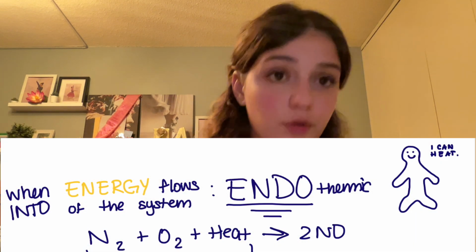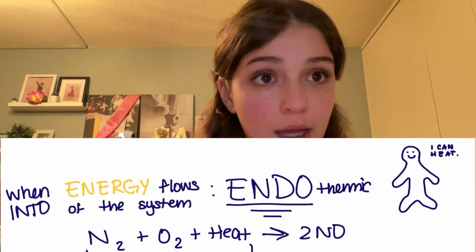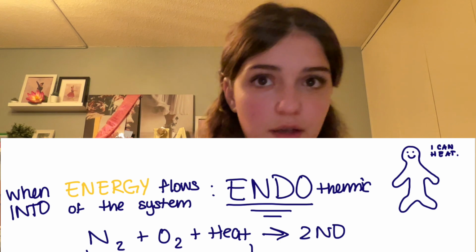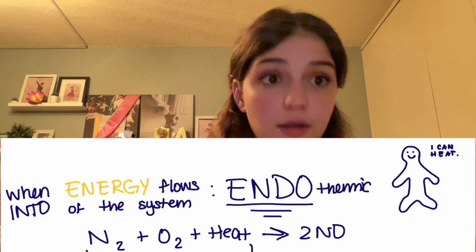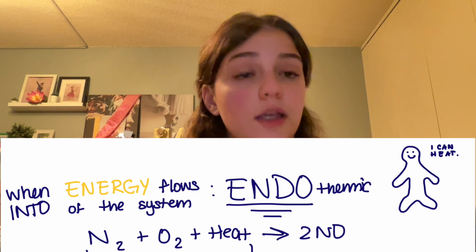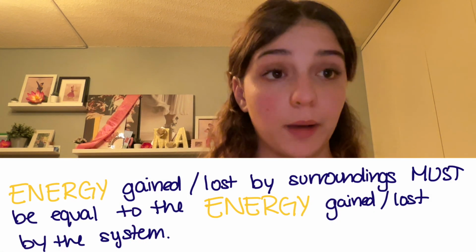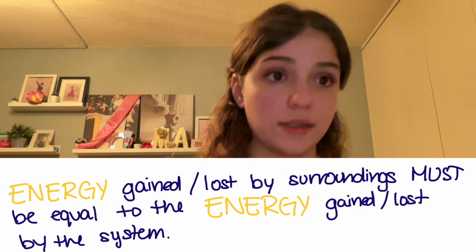And here we have another example, when energy flows into the system: endothermic. I remember this because humans are endothermic, they can heat themselves. And here's another example where N2 plus O2 plus heat is in the reactant side, equals 2 moles of NO. The most important concept of thermo is that energy gained or lost by the surroundings must be equal to the energy gained or lost by the system.